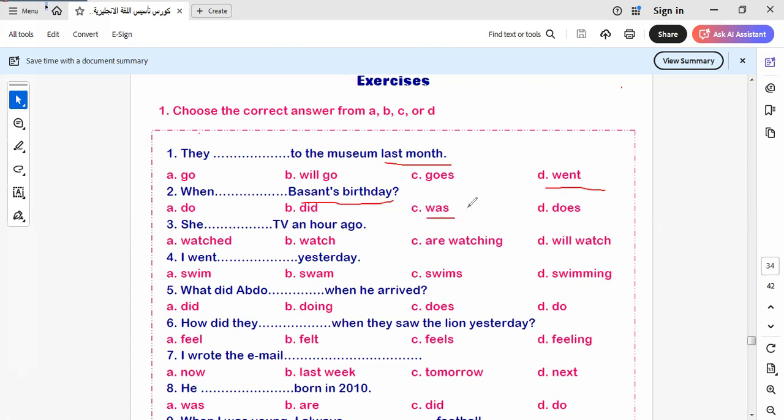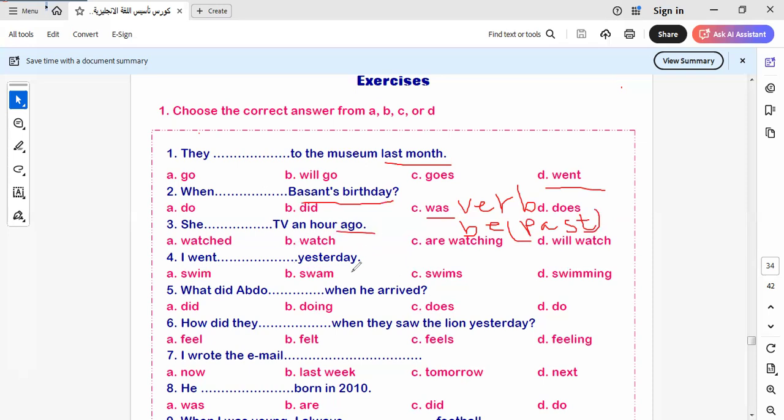Was is the past of the verb to be. Expressing the verb to be in the past. When you talk about the verb to be in the past, was is the verb to be in the past. Let's go to another one.